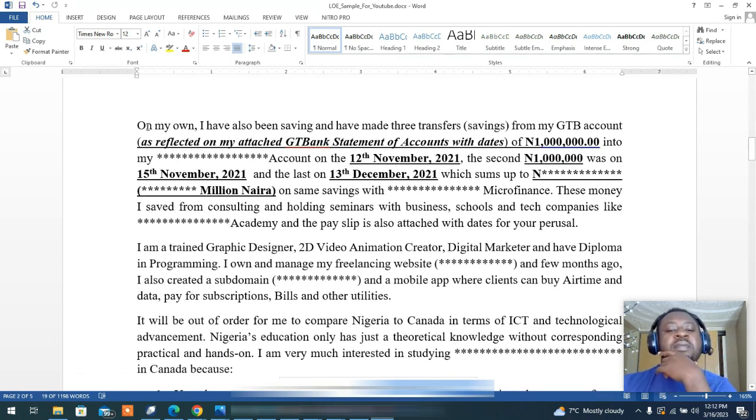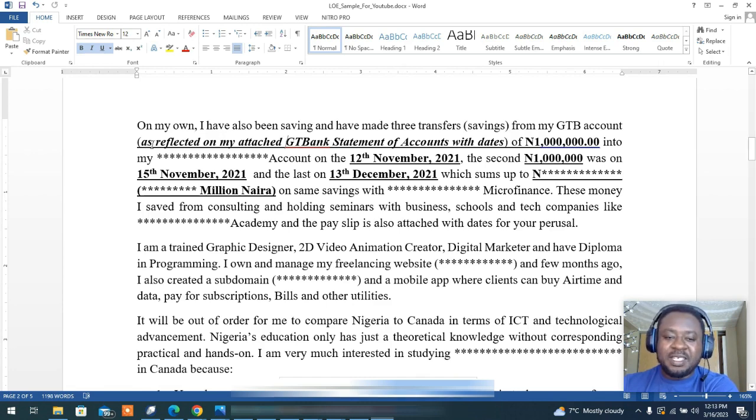On my own part, I have also been saving, and I made 3 transfers, savings from my GTB account, as reflected on my GTB statement. So I uploaded my microfinance account statement, I uploaded my uncle's account statement, and I also uploaded my GT Bank statement. So I uploaded 3 account statements in the second application. You can see it, because I was really ready for them.